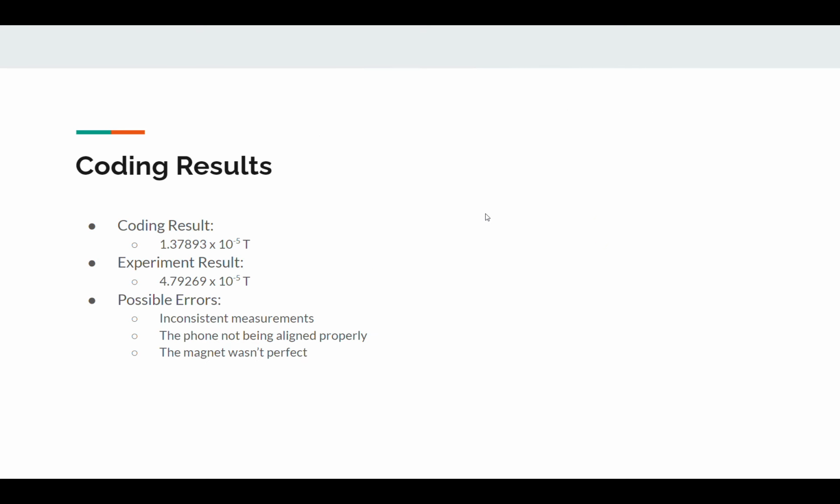So we compared that to the experimental results and found it was not too great, about a 250% difference. The possible errors that caused that were inconsistent measurements, the phone not being aligned properly, and the magnet isn't perfect. It might not be all aligned inside of itself.